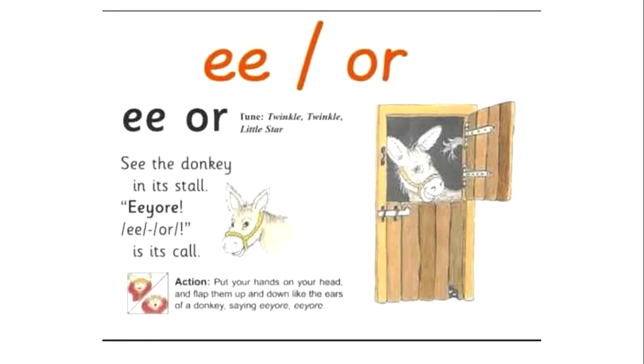Okay, we're going to do it one more time, but I would like for you to do the actions for me. You're going to put your hands up on your head, and then you're going to flap them up and down like they're the donkey ears, okay? And we're going to say E-R, E-R. So let's do it one more time. See the donkey moving your ears? Great job.